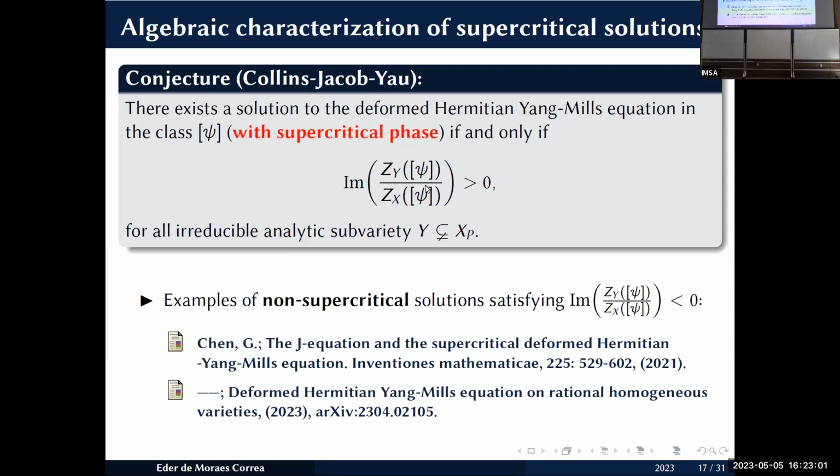But I put in red the supercritical condition because it's really necessary for the conjecture to be well stated in some sense. Because we can produce examples of non-supercritical solutions for which we have some inequalities in the opposite direction. I give an example in this paper. If I have time, I will talk a little bit about this.